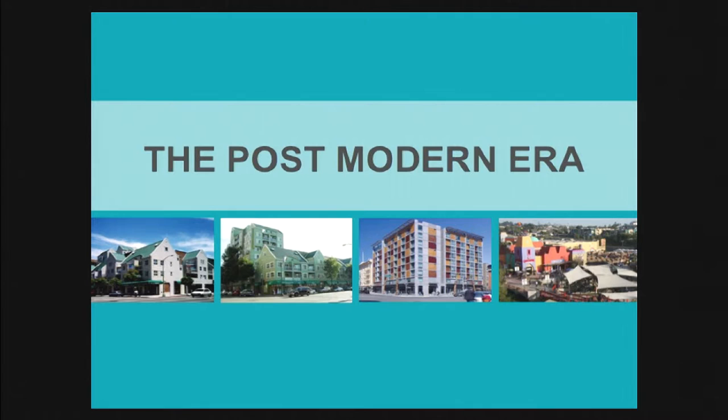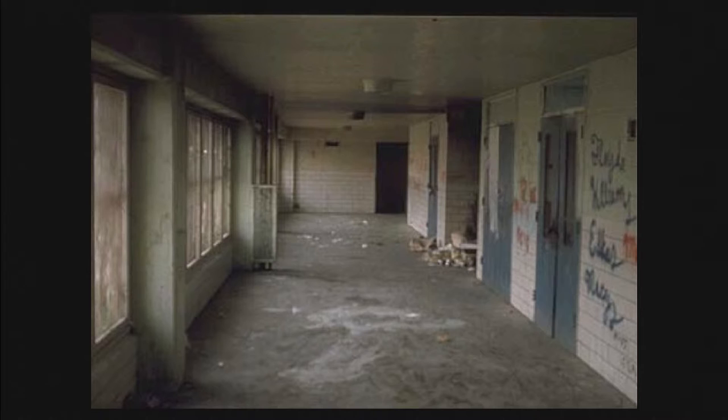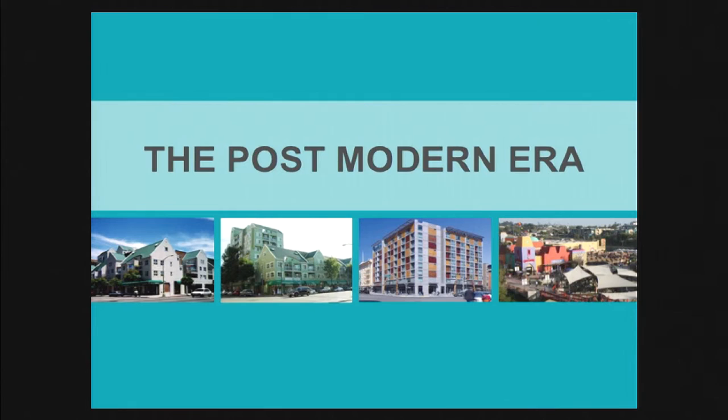Why don't we go back one? There's a slide in here somewhere that's not the next one, but I wonder if the folks backstage can bring it up. It's a picture of the Pruitt-Igoe demolition.